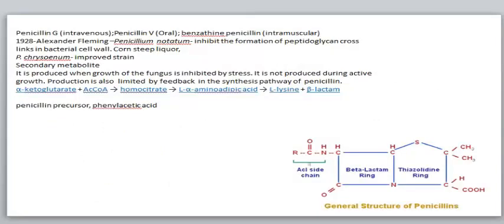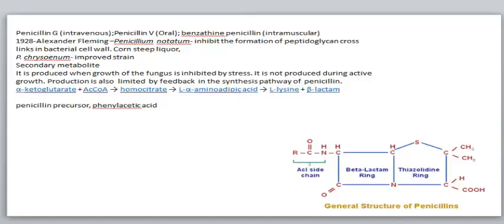Penicillin was discovered by Alexander Fleming. The source is the Penicillium notatum fungus. Penicillium chrysogenum is the more improved strain. It is also a secondary metabolite. Tetracycline, all are mostly secondary metabolites.